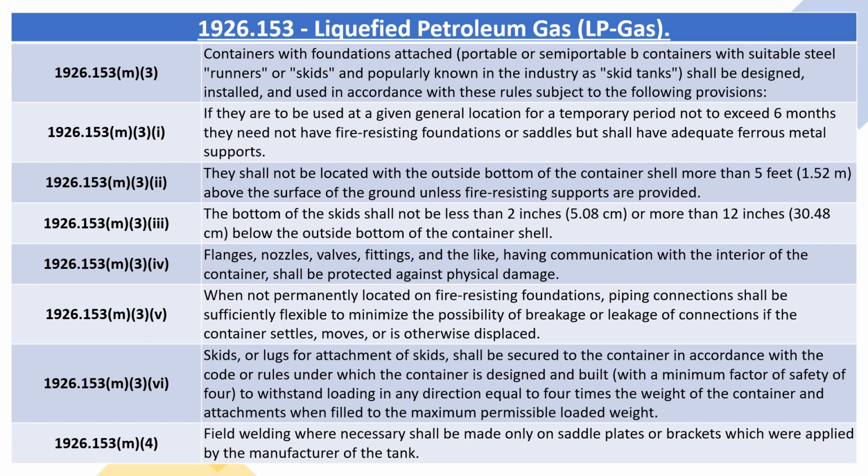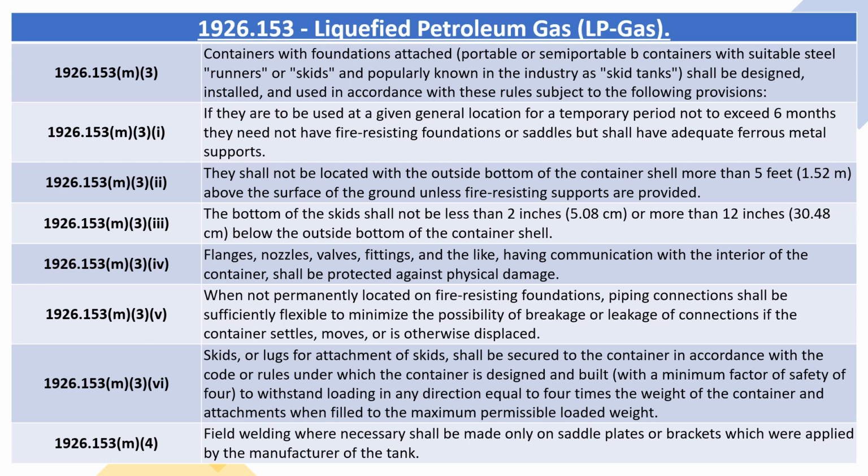1926.153(m)(3)(iv) Flanges, nozzles, valves, fittings, and the like, having communication with the interior of the container, shall be protected against physical damage. (v) When not permanently located on fire-resisting foundations, piping connections shall be sufficiently flexible to minimize the possibility of breakage or leakage of connections if the container settles, moves, or is otherwise displaced.